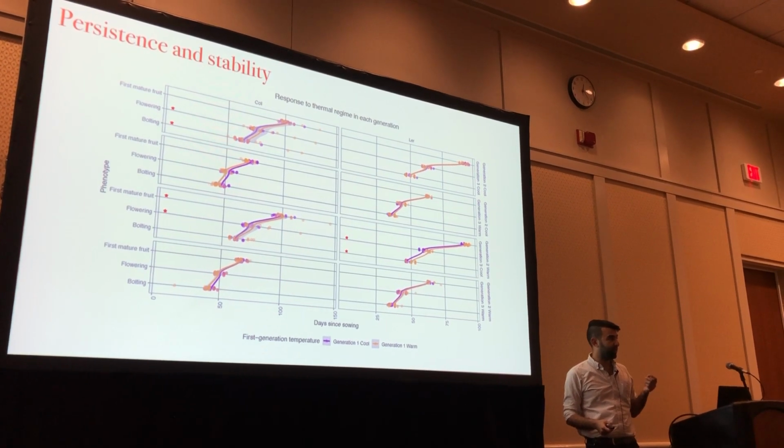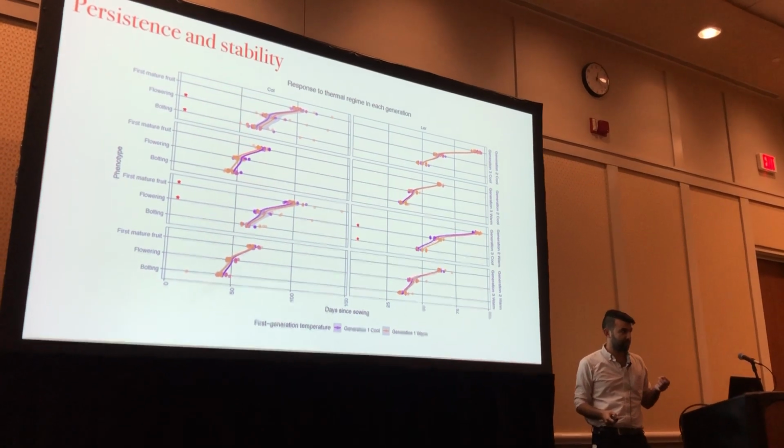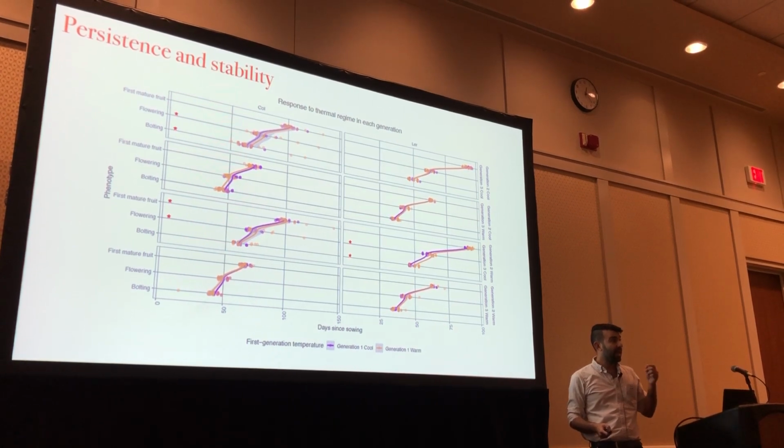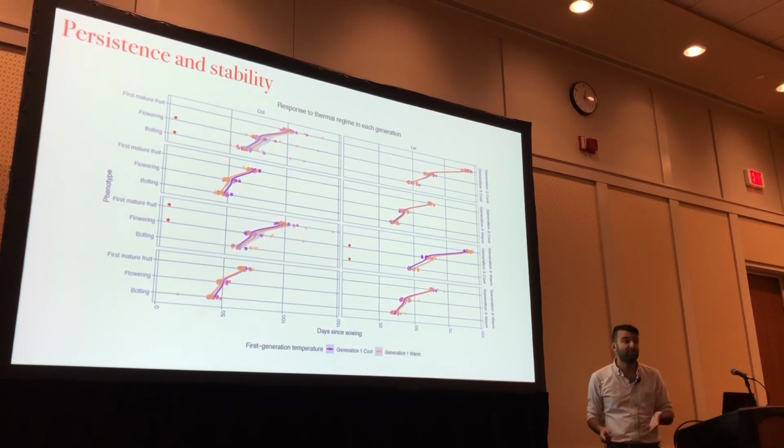So there's genotypic variation for the induction of transgenerational plasticity. There's genotypic variation for the stability of transgenerational plasticity. And there's genotypic variation for how long it lasts, which is the persistence.